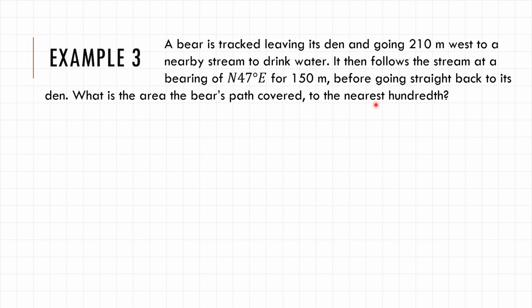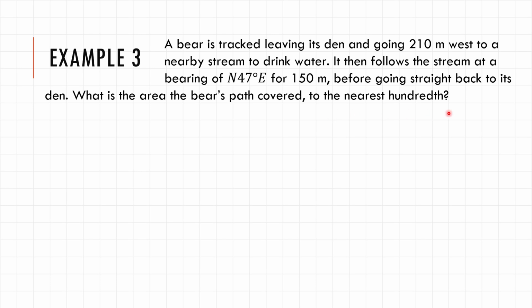Here, a bear is tracked leaving its den and going 210 meters west to a nearby stream to drink water. It follows the stream at a bearing of N47E for 150 meters before going straight back to its den. What's the area that its path covered to the nearest hundredth?